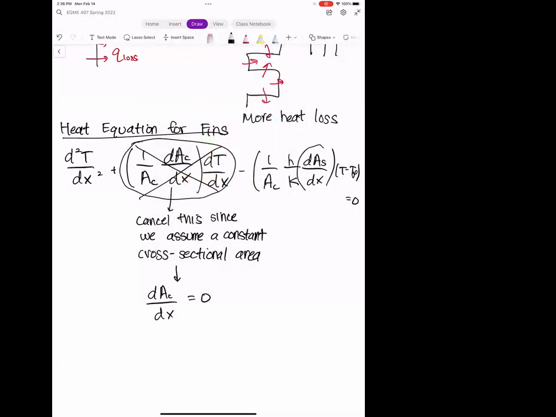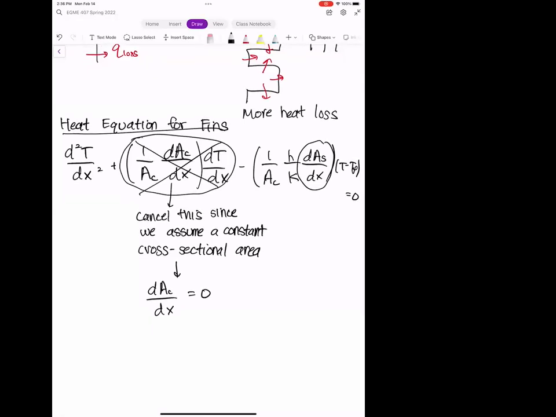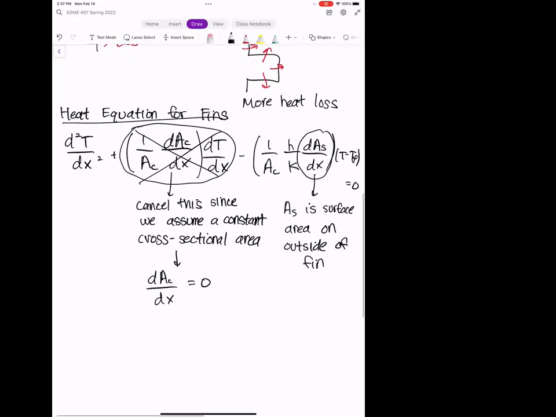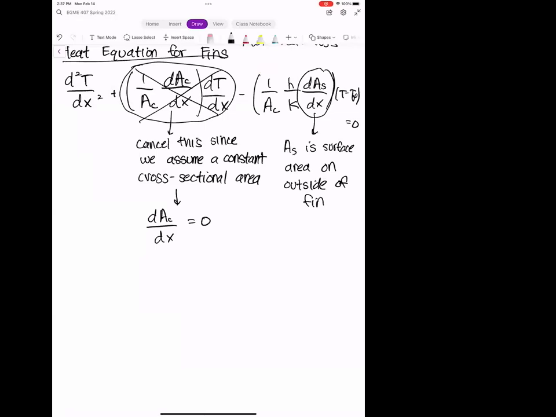And so the other relationship that we're going to assume, that we didn't have time to go over last time, was regarding this term right here. Remember, As is the surface area at the outside of the fin. And thus dAs/dx is the rate at which the surface area is increasing as you go along the fin. But we can come up with a very simplified expression for this, based on the fact that we are assuming that the cross-sectional area is constant.